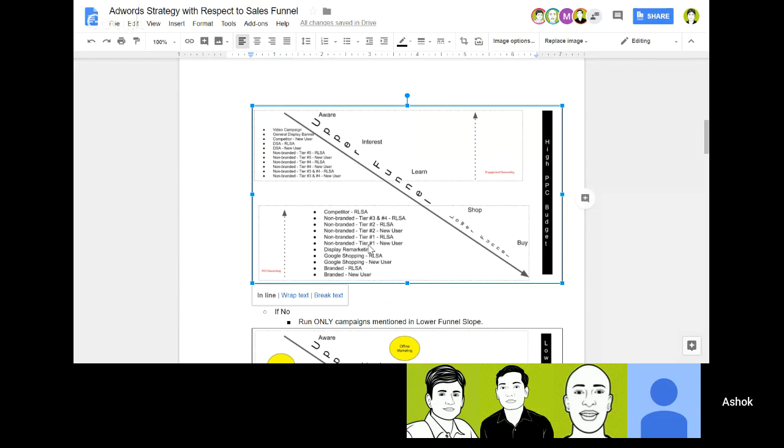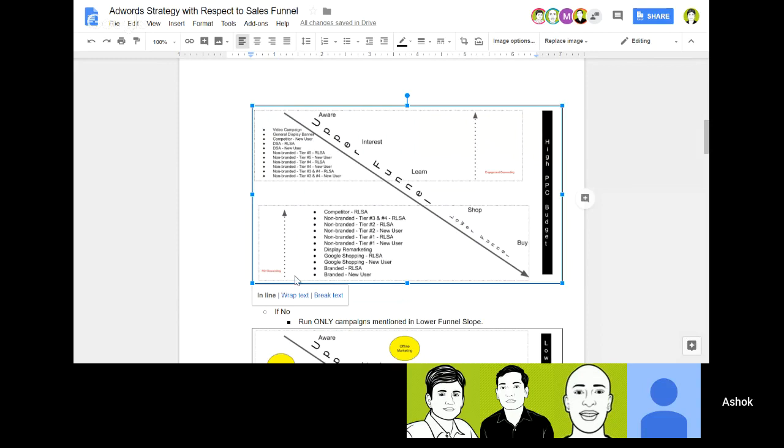Now another thing you're gonna notice in this flow is each campaign is actually created first for new prospects, targeting new users, and second targeting only remarketing users. A clear representation of this: you're gonna find a duplicate of one campaign that is branded and branded, but each is targeting separate users. New users means people who are completely new, and RLSA stands for remarketing lists for search ads. That means we are specifically targeting remarketing people here.